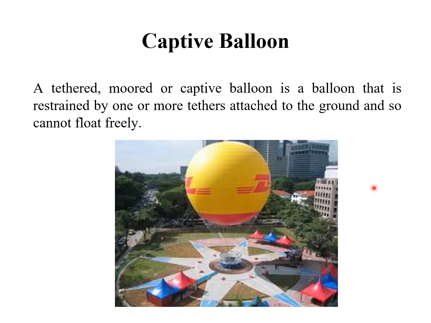The next one is the captive balloons. Usually the captive balloons are all tethered, which will be used only for advertisement purposes. A tethered or moored or captive balloon is a balloon that is restrained by one or more tethers attached to the ground and so cannot float freely. That means it can move in either direction, but it is tethered to the ground.